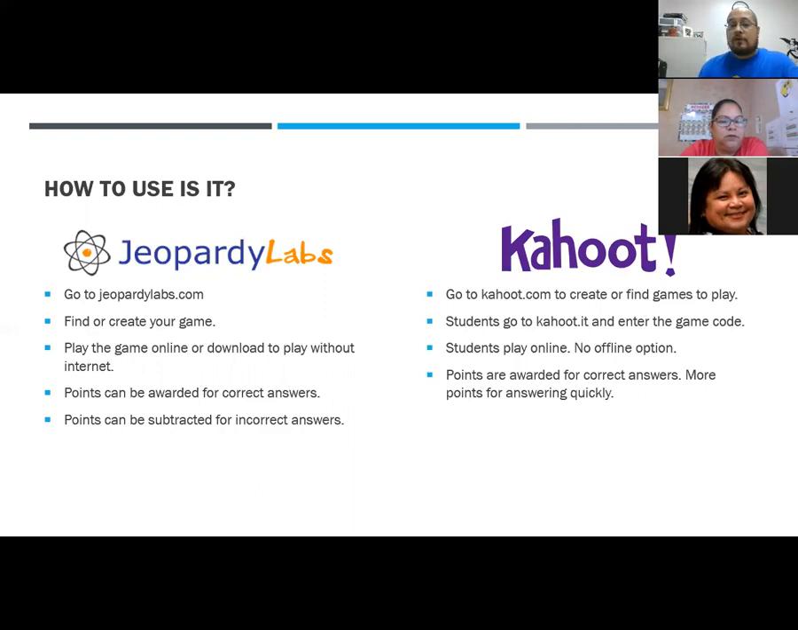Points can be awarded for correct answers. Points can also be subtracted for incorrect answers. However, you don't have to do that. If you don't want to subtract points, you can always just make it so that they don't lose any points at all. Kahoot is very similar.